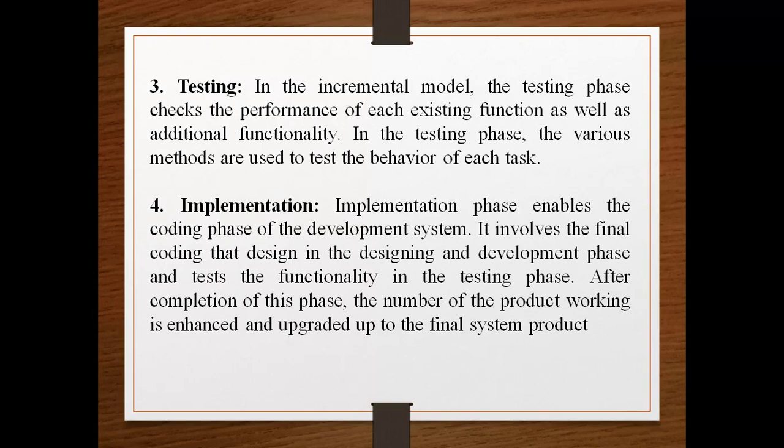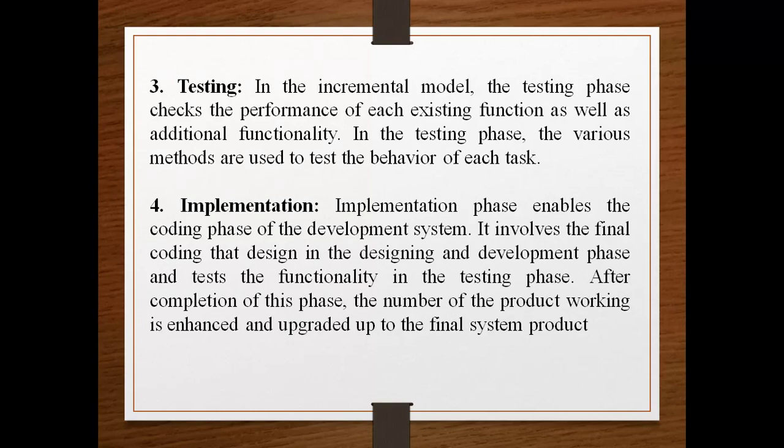In the testing phase, various methods are used to test the behavior of each task. Now testing is done, we have no errors in it. Now comes the part called implementation. It will enable the coding phase of the development system because you need to implement. So it is going to involve final coding from the design and development phase, and test the functionality in the testing phase. So once it is designed and then tested, now comes the implementation part.